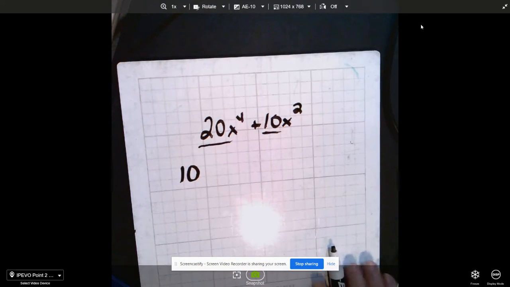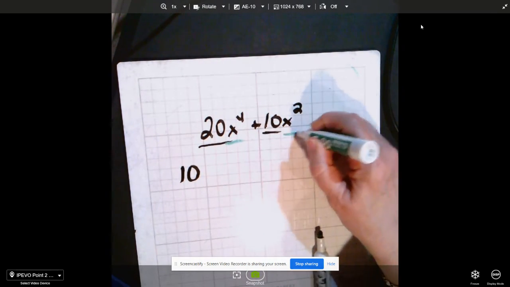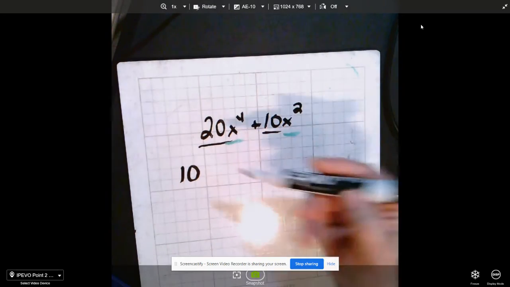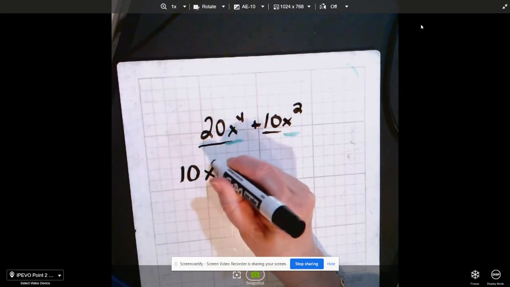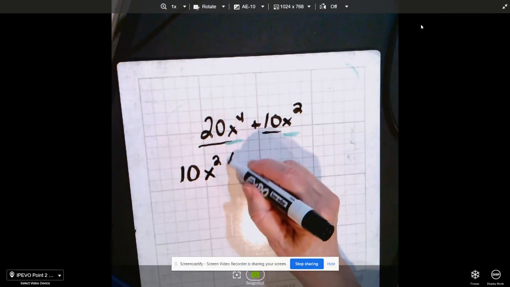The next thing I do is I look at my variables. So I have an x to the 4th and an x squared. You ask yourself the same question. What is the greatest common factor between the two of those, or what is the largest number of x's that I can divide out? And I can divide out 2 x's, so x squared. So this is the greatest common factor between those.